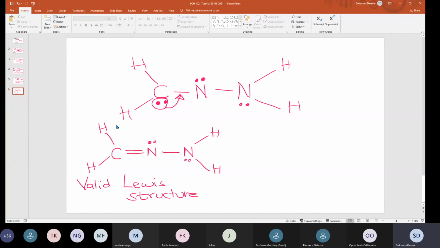Then if you look at the hydrogen, it has got a duet of electrons. If you look at the carbon, it has got an octet of electrons. If you look at the nitrogen, the middle nitrogen, it has got an octet of electrons. If you also look at the other nitrogen, it also has an octet of electrons. So this is a valid Lewis structure, okay?